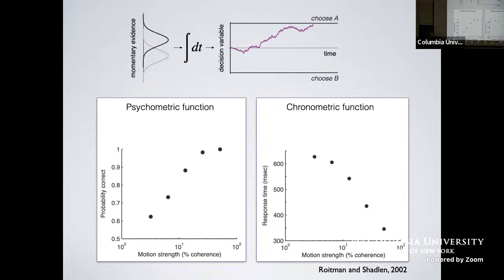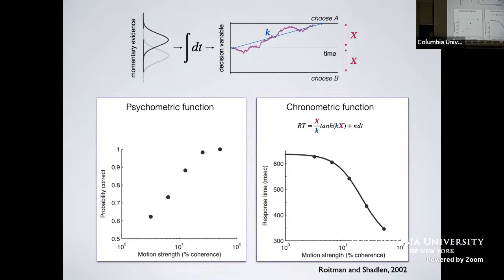So based on this kind of process, we can model both the chronometric and psychometric function at the same time. And you get these results like this, which has made many of us super excited about things like this so-called drift diffusion model, because we can have a simple two-parameter model that allows us to fit the chronometric data. So it's just fitting the function that's described by this process.